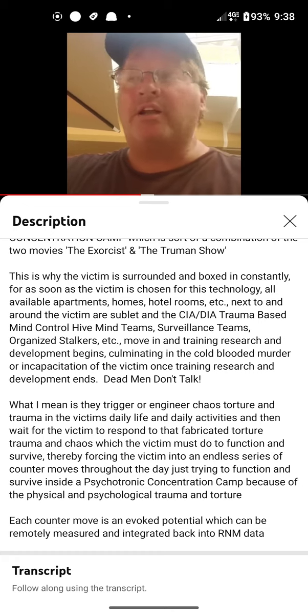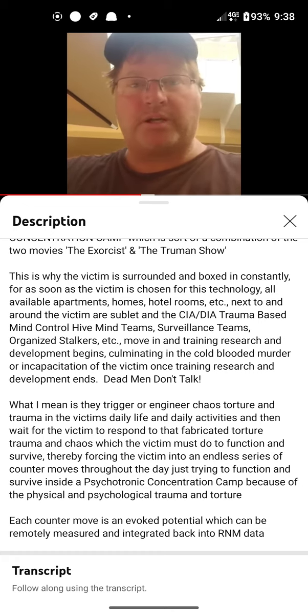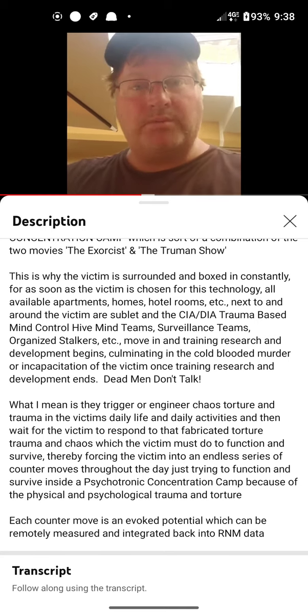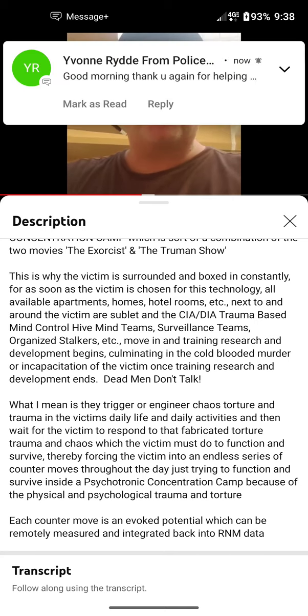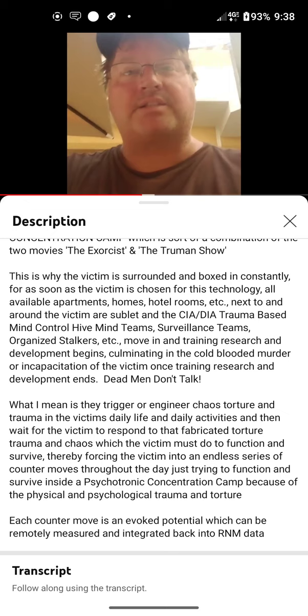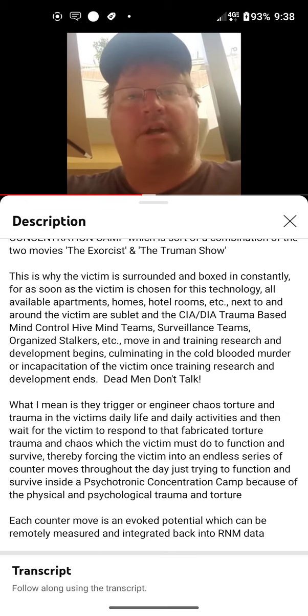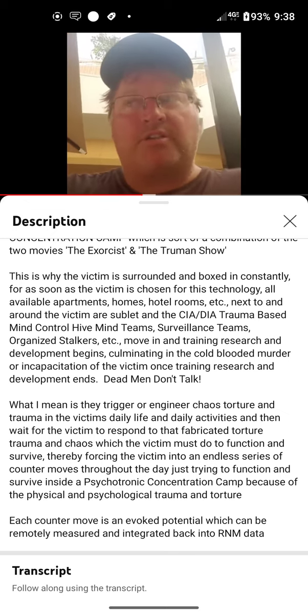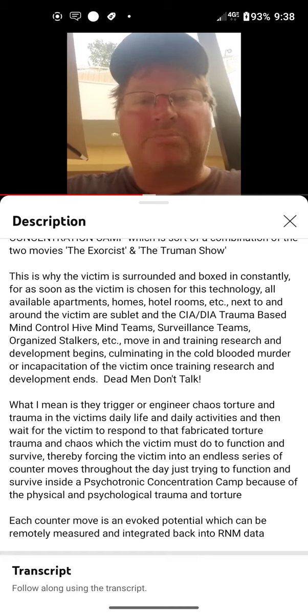Therefore, they cannot use animals in mind control, training, research, and development. They must use real human minds. They must use innocent people. Okay? And that's what's happening to me and so many others. Okay? So, what is verification then? Verification is forcing the victim to respond over and over.